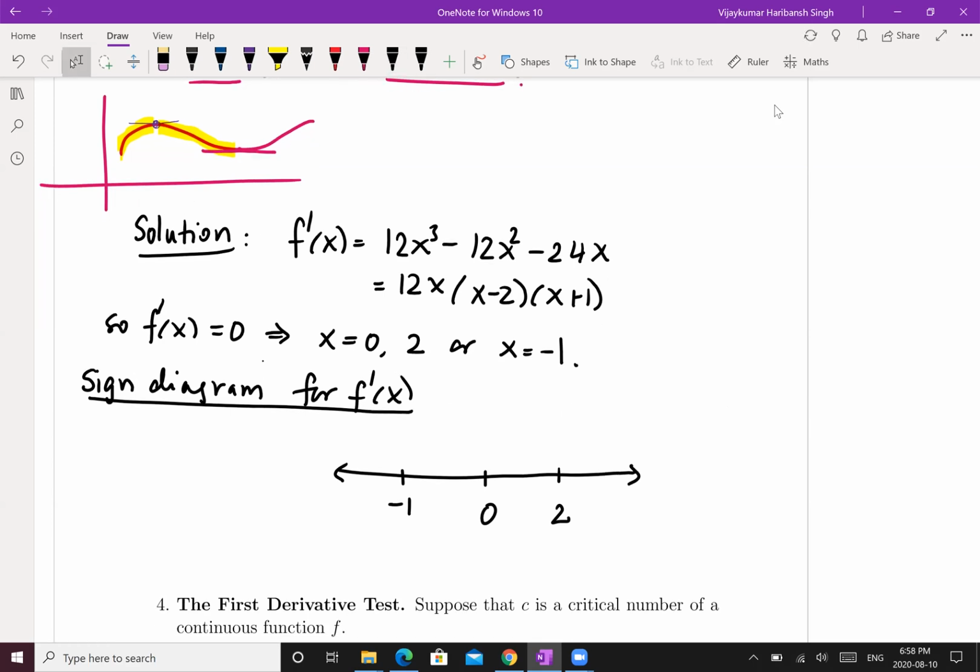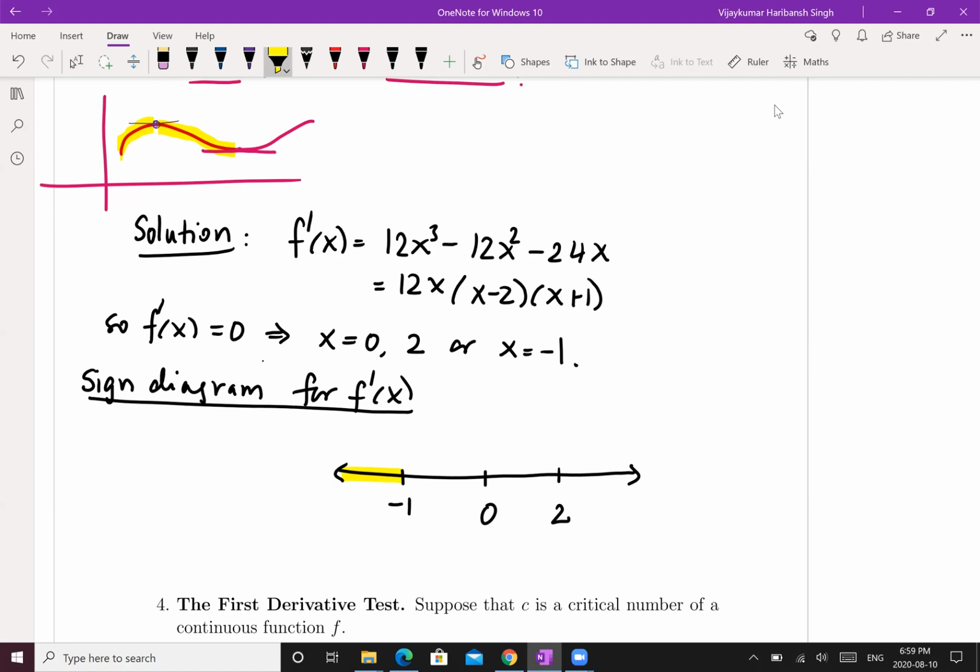Now, what we have is the following. We will choose a point in this interval to determine what the sign is. And note that the sign of the derivative will be either positive or negative, because to change the sign from positive to negative, it has to pass through becoming 0. Why? Because the derivative itself is a continuous function.